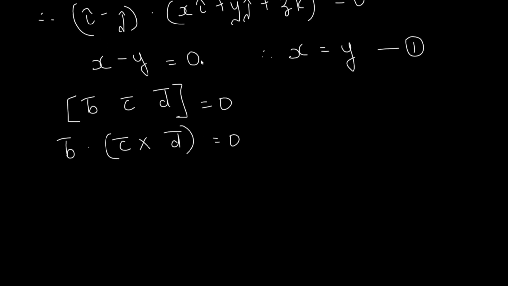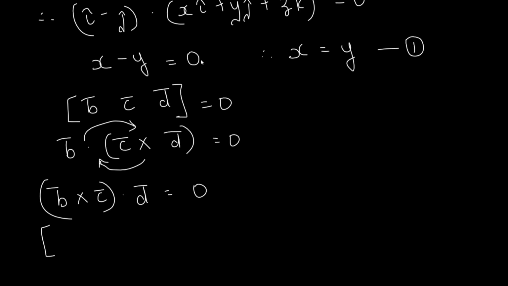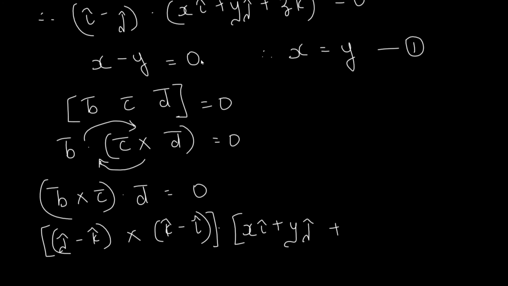In the scalar triple product, you know that the position of the cross and dot can be interchanged. The cross can be brought over here, dot can go here. It does not change the value actually. So we can even write it this way: B cross C dot D is equal to 0. Okay, so that it becomes more convenient for us. Now what is B cross C? B cross C is J minus K cross K minus I. Dot D becomes Xi plus Yj plus Zk, which is 0.